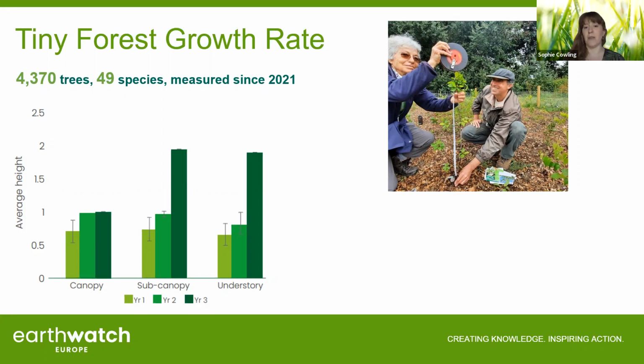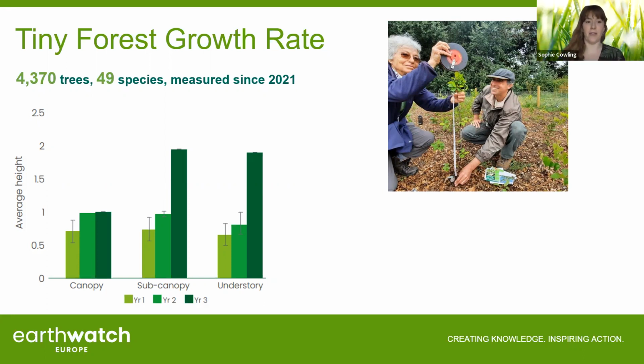So what you can see here is that over the course of last year, just over 4,000 trees were measured and 49 species. But you can see here that our different canopy layers grow at a different rate to one another. The sub-canopy and the understory were quite slow, and then they had a really big growth rate last year.